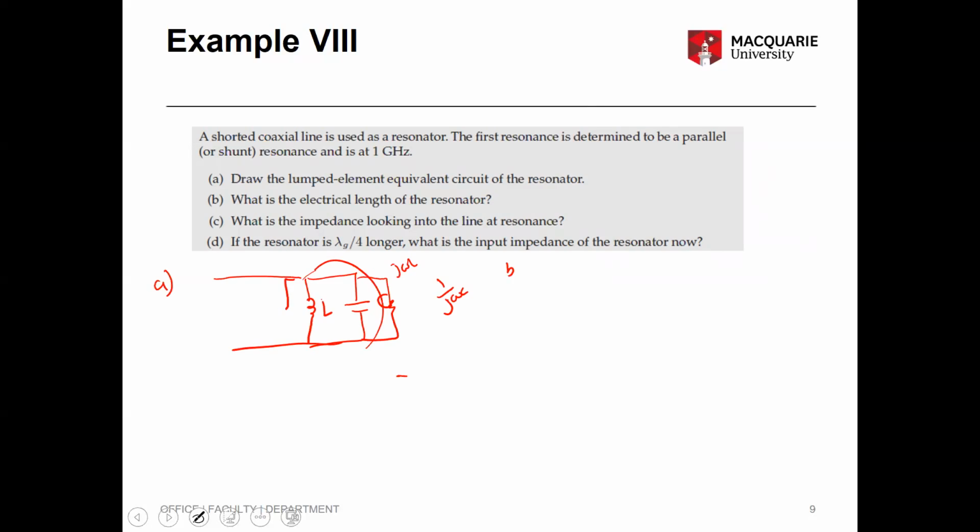Part B: what is the electrical length of the resonator? The electrical length of the resonator has to be, because this is used in an application where there's a transmission line of that length, and you have an inductor and a capacitor at the end. So for that length it's asking, it's lambda by 4. So it's lambda by 4 at 1 gigahertz.